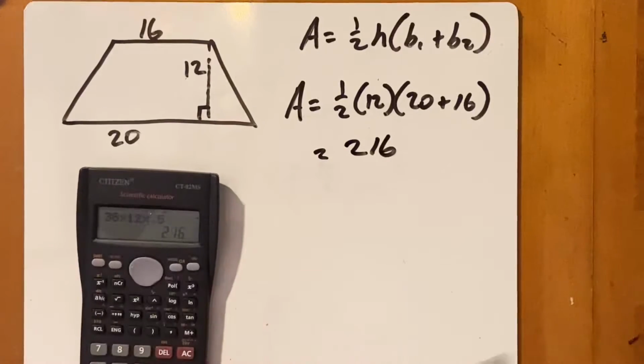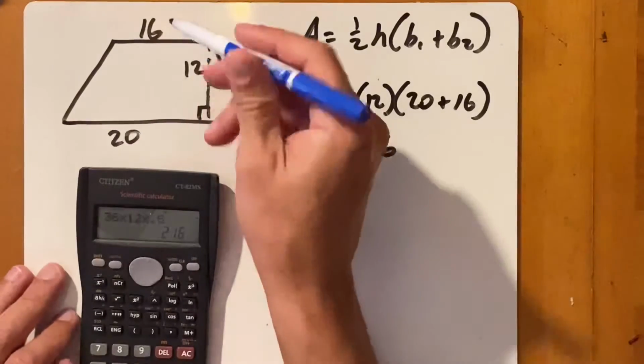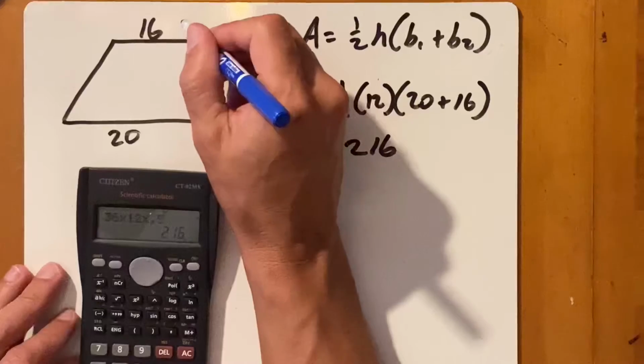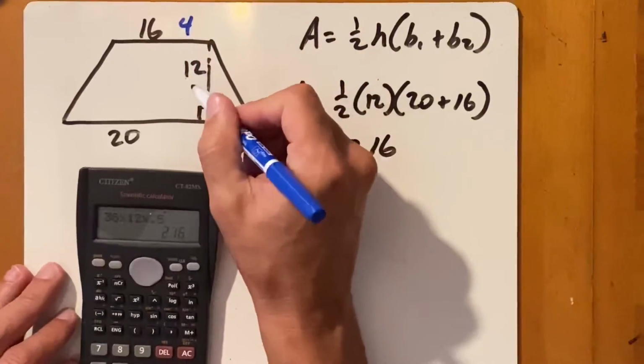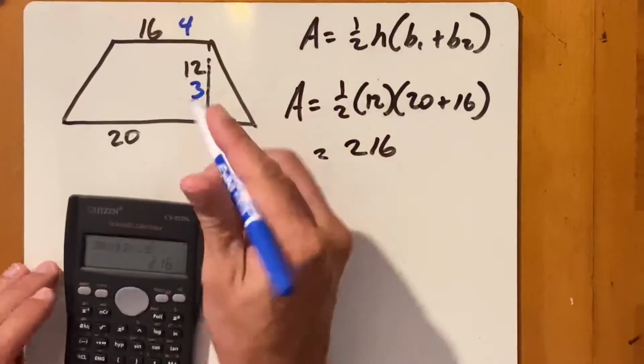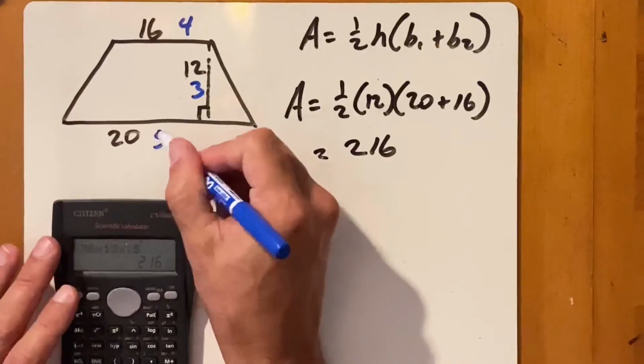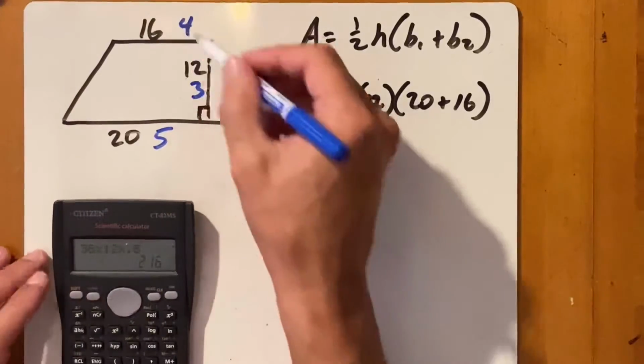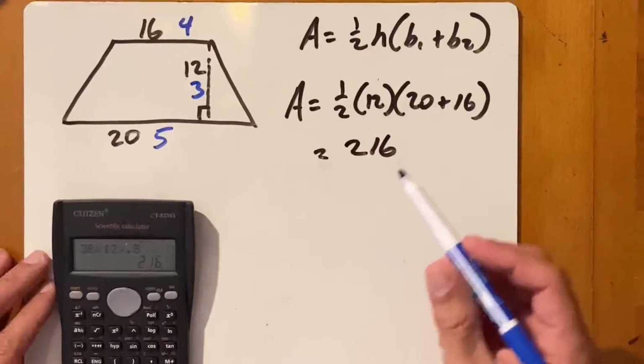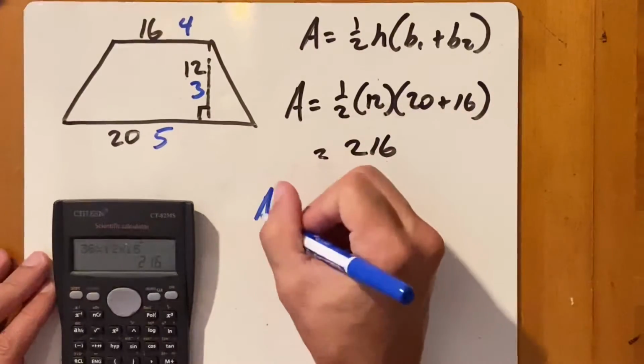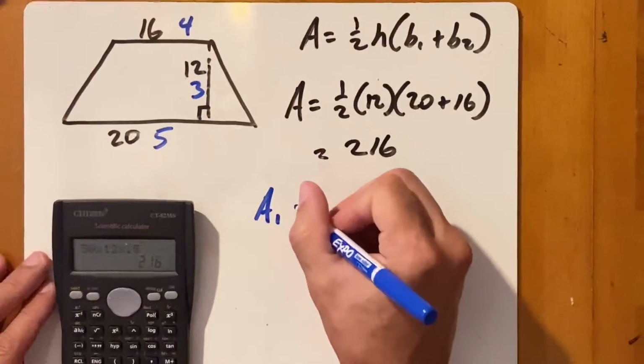Now we're going to scale all the numbers by a factor of 1/4. In other words, we're going to divide everything by 4. So this base is now going to be equal to 4. This height is now going to be equal to 3, and then this base is now going to be equal to 5. So there's my 3 new dimensions after I've scaled them all by a factor of 1/4. And let's figure out what the area is.